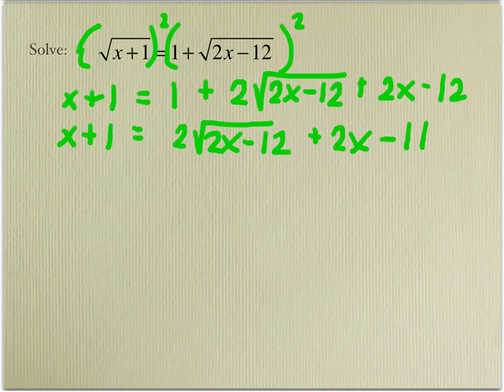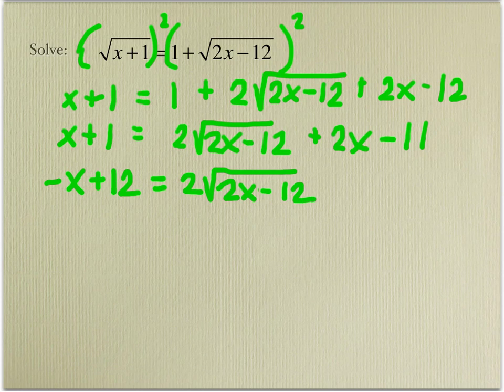If I subtract this 2x from each side, I think I'll get a negative x. And if I add 11 to each side, I'm going to get a plus 12. And then I'm going to have this 2 times stuff here. Oops, that should be a minus sign. So minus 12 like that. Alright, so here we go. I'm going to change colors here so you can see this a bit better perhaps. So again, I'm going to have to now square both sides to get rid of this square root sign.